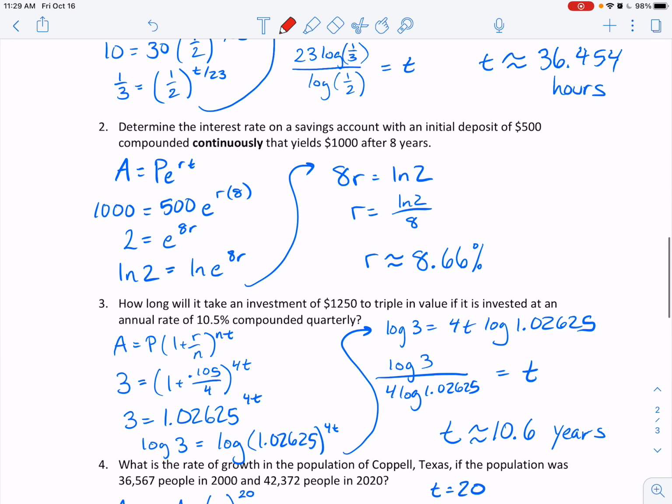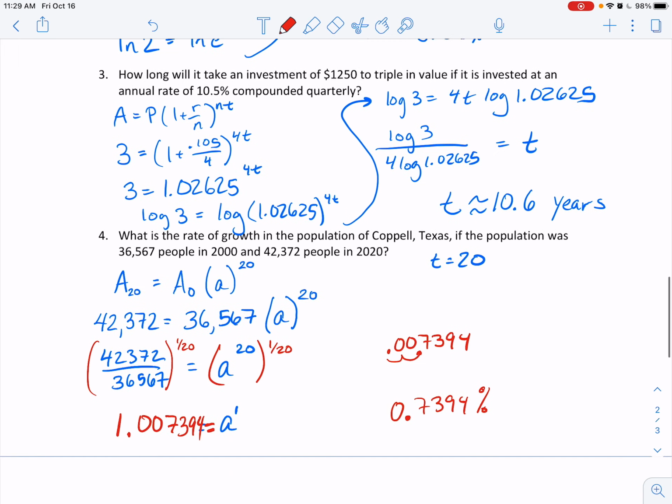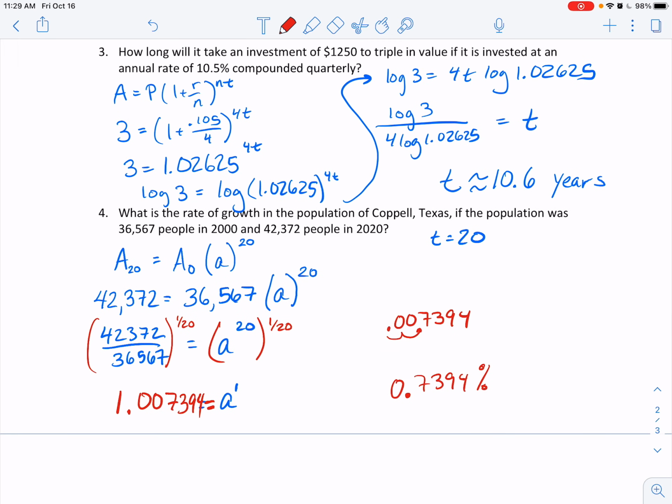The other 3 examples all required you to use logs. This one you didn't, because you weren't trying to solve for something in the exponent, you were trying to solve for that rate. So that's why I wanted to include this extra example.